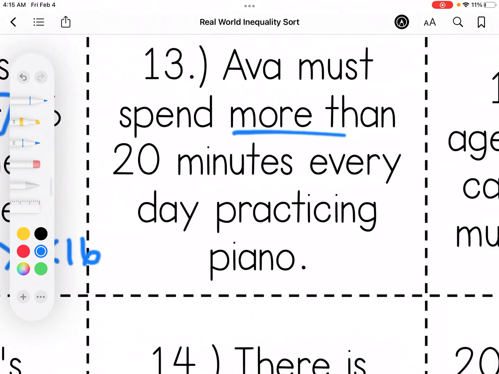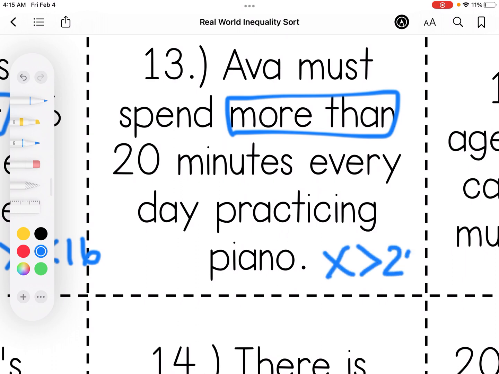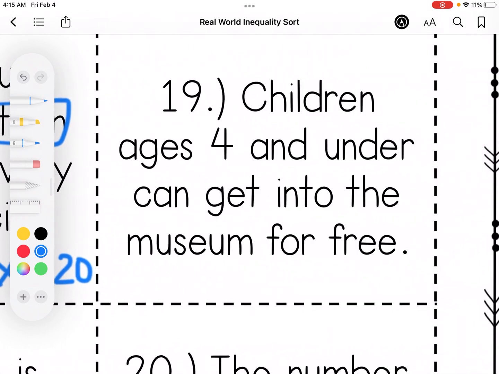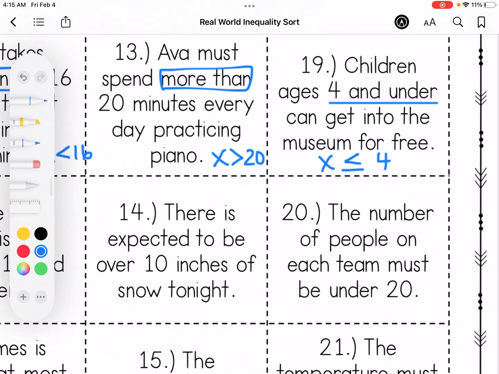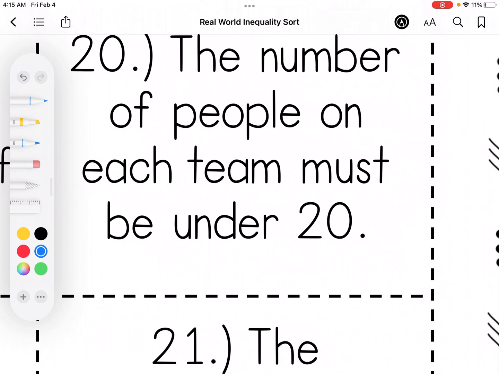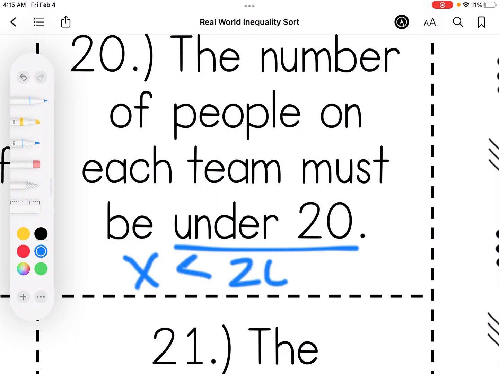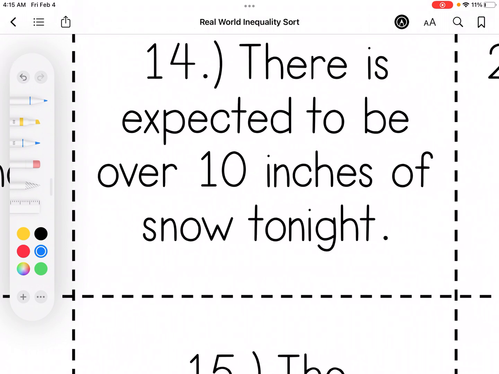If I spend more than, then I can't be equal to. I have to be greater than 20. If I'm 4 and under, that means I can be 4, but I have to be under. So X and 4, so I can be less than or equal to 4 to get in for free. The number of people on each team must be under 20. So it has to be less than 20. So X is less than 20. Can't be equal to 20 because it has to be under 20.